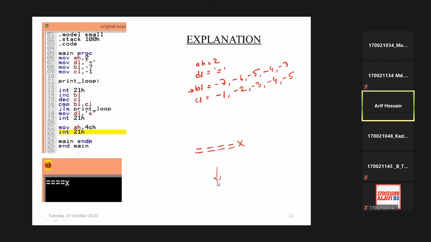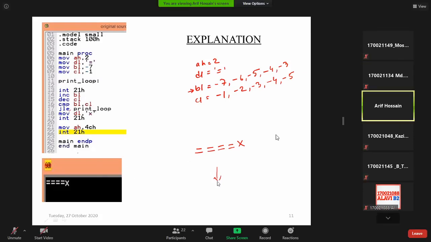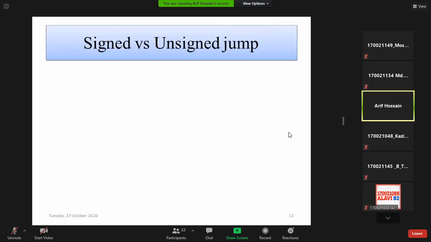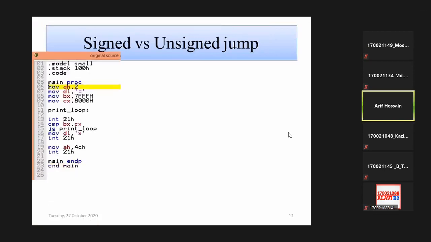Any question? No, sir. Everyone, is it clear? Yes, sir. Okay, let's move on. Now let's see a signed versus unsigned jump. Okay, who can tell me the output of this code?